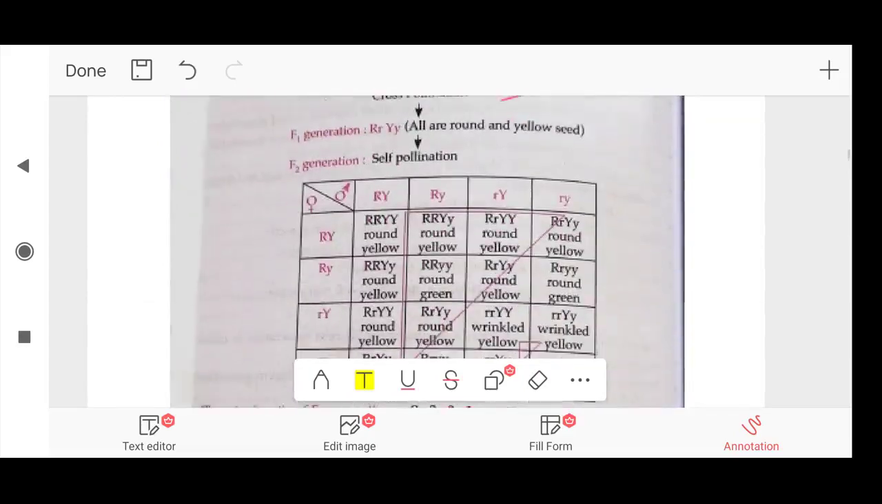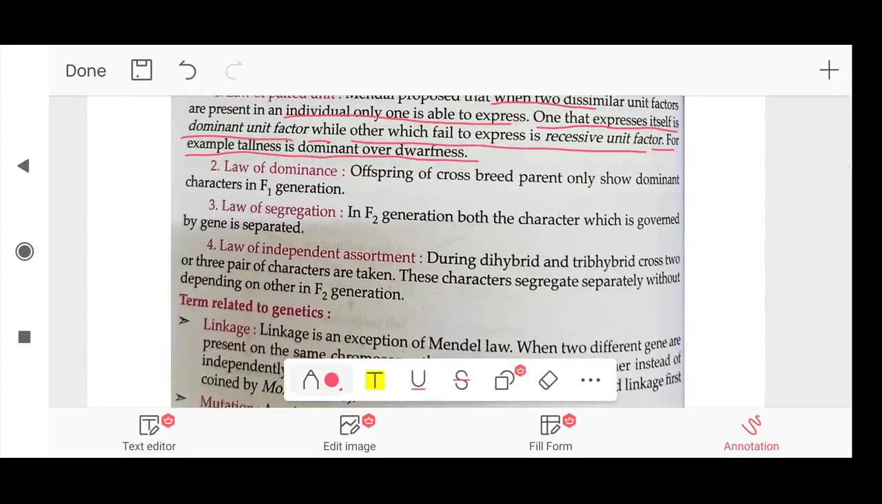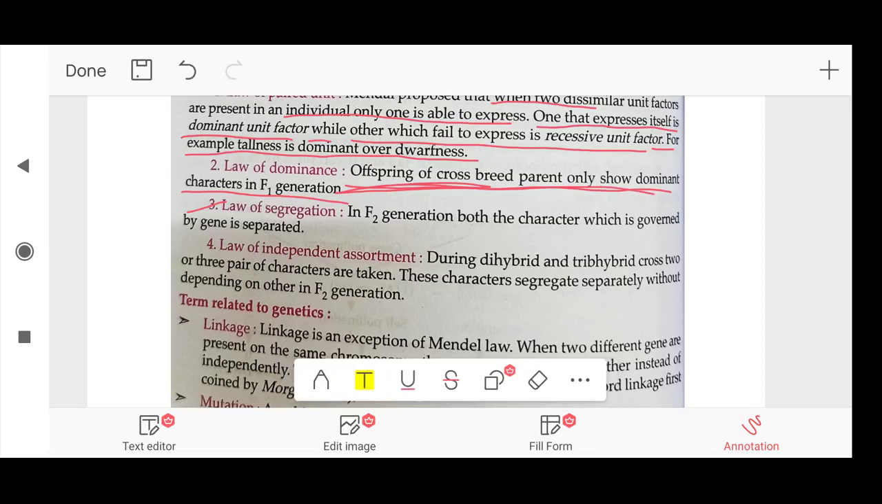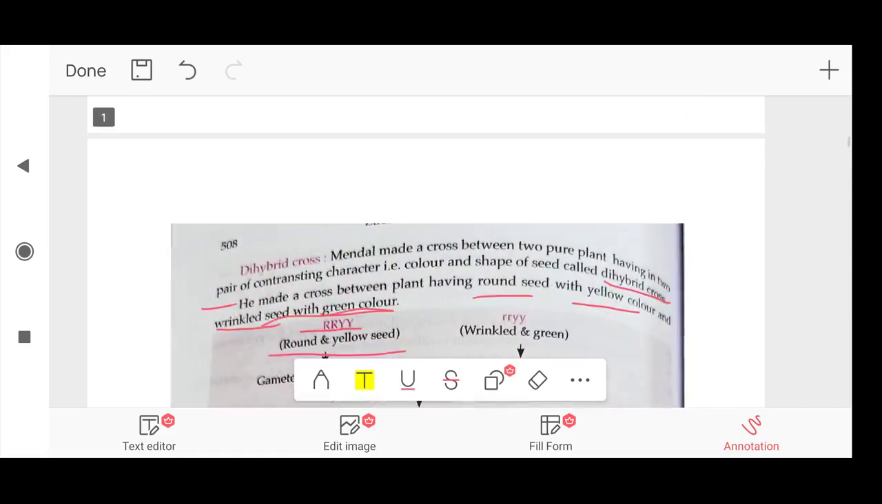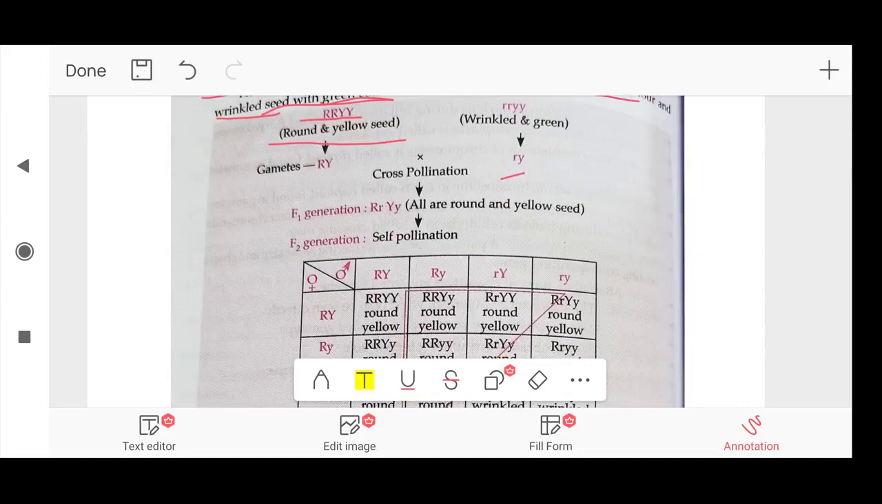Second, the law of dominance. Offspring of crossbred plants only show dominant characters in the F1 generation. We saw in the monohybrid cross that the offspring of the crossbreed in the first generation, when we did cross-pollination, only showed dominant characters in the F1 generation. That is, all plants were tall.